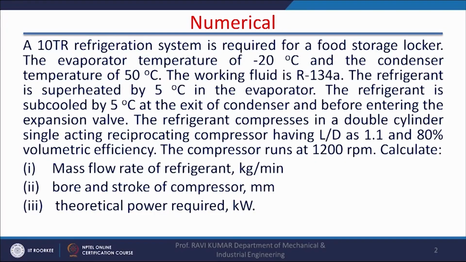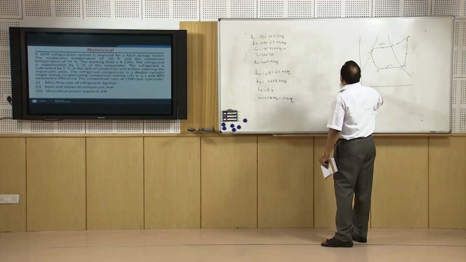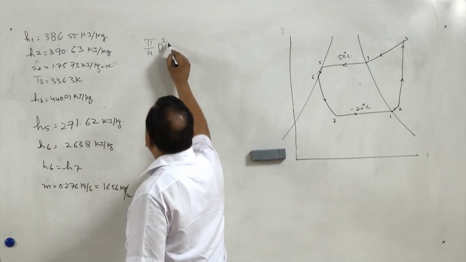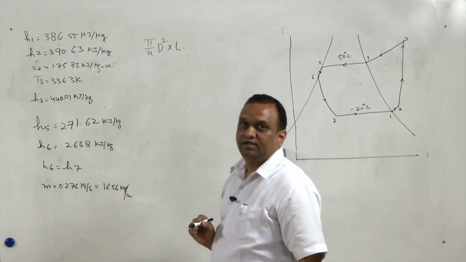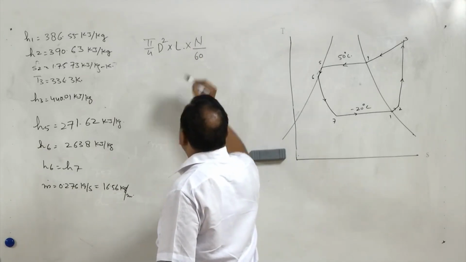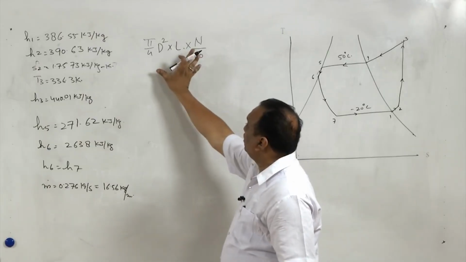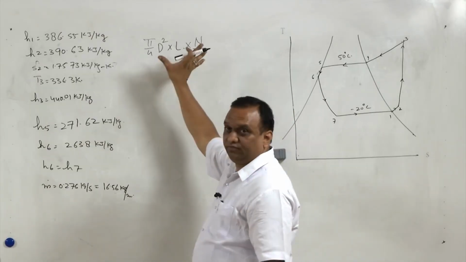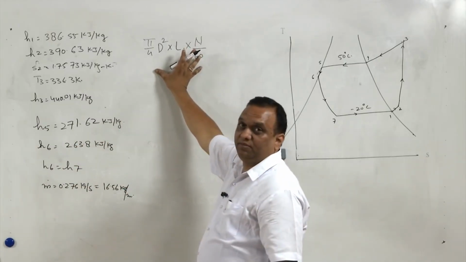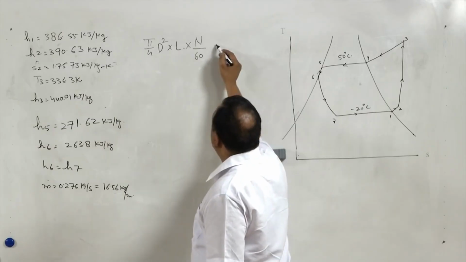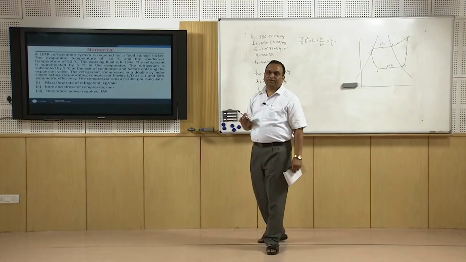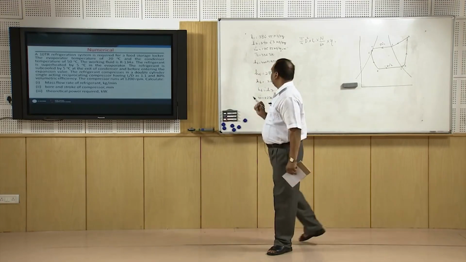stroke of the compressor. So first of all we will calculate the swept volume of each compressor, that is pi by 4 D square into stroke of the compressor, multiplied by RPM divided by 60, that is revolutions per second, that is the total volume handled by the compressor. It is a double cylinder compressor. This is the total volume handled per compressor per second, meter cube per second, multiplied by volumetric efficiency will give us the actual volume of refrigerant vapor handled by the compressor per second.